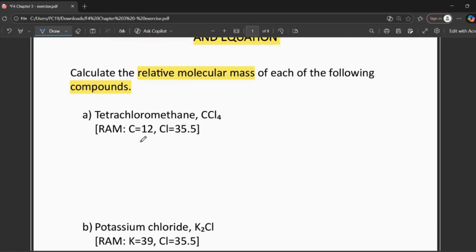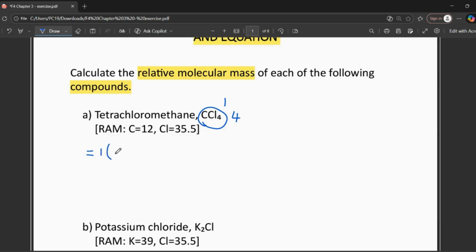So the first question, we have tetrachloromethane, which has the chemical formula CCl4. Now I want you guys to derive this chemical formula. It's given CCl4, which means this molecule consists of one carbon atom and four chlorine atoms. So it's more like a mathematical equation. In order to solve this question, we have to find the mass of one carbon atom and four chlorine atoms.